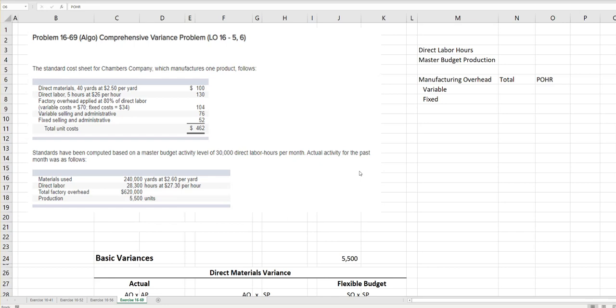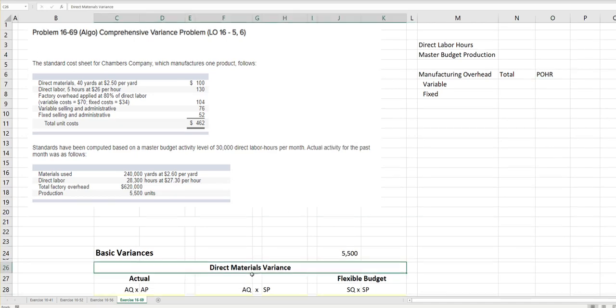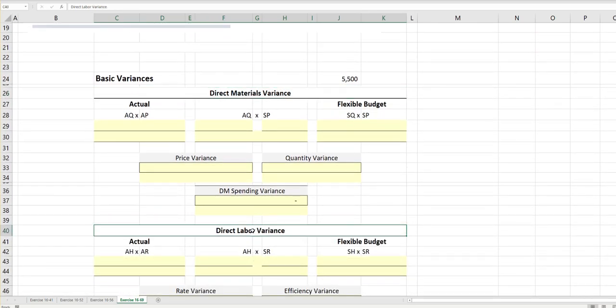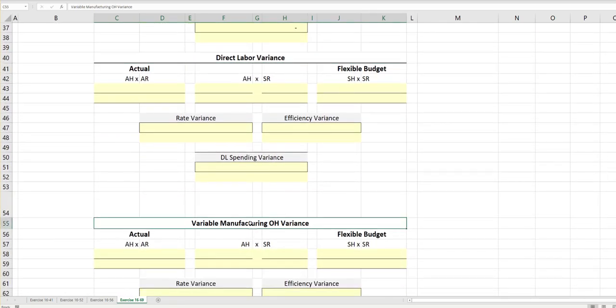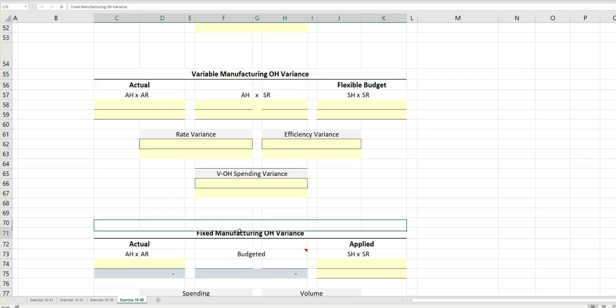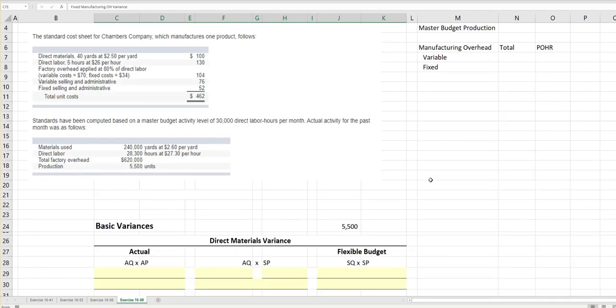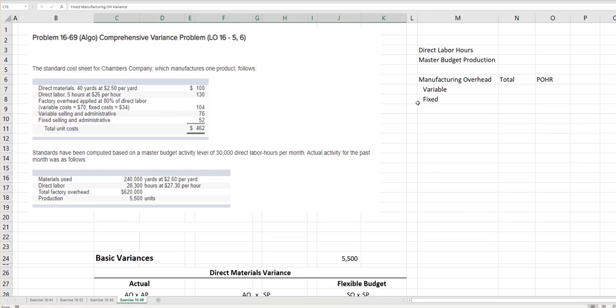In this video, we're going to do a quick walkthrough of problem 16-69, Comprehensive variances. We're going to calculate direct material variances, direct labor variances, variable manufacturing overhead variances, and finally our fixed manufacturing overhead volume variance. Let's go ahead and start with the information that we're given.